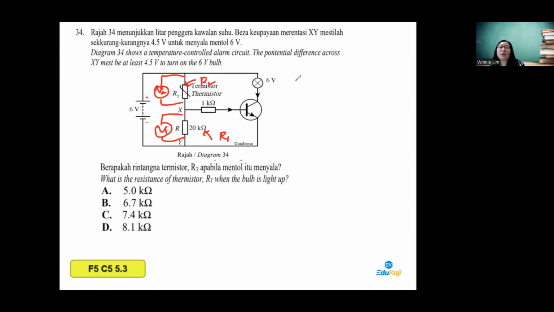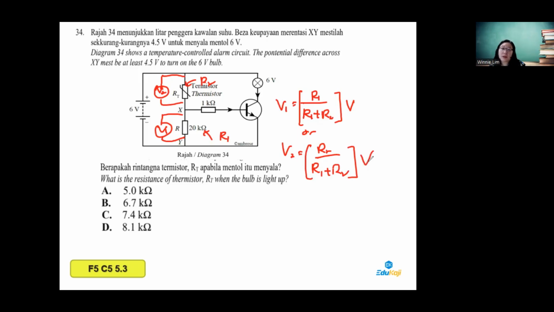So the equation that you can use is called the potential divider formula. You can have V1 equals R1 over total resistance R1 plus R2, times total V. Or you can also use V2 equals R2 over R1 plus R2, times V. Everything is the same. If I'm using V1, the top resistance is R1. If I'm using V2, the top one is R2. If you can, remember this formula. Any formula you can use.